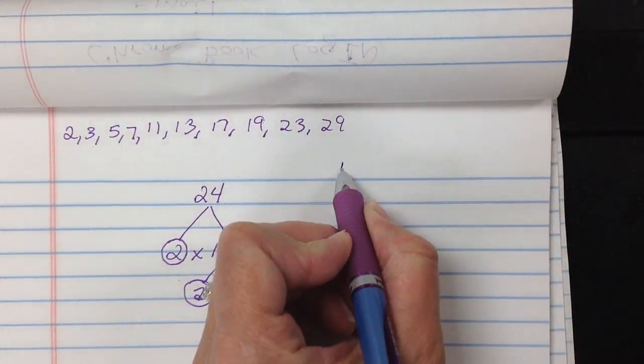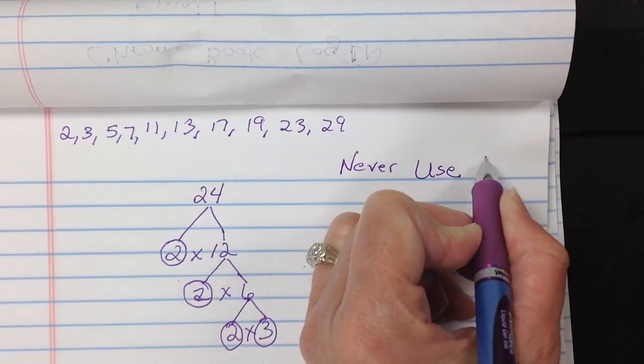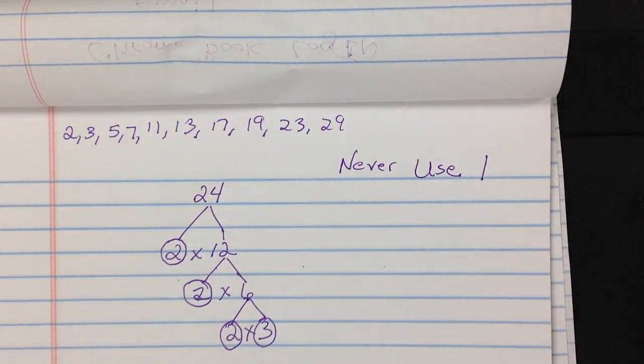Notice you never use 1. If I'd used 1 here, 1 times 24, I wouldn't have gotten anywhere. The goal is to break it down into its smallest factors, and if you use 1, you're not breaking it down, because you wind up with the same exact numbers.